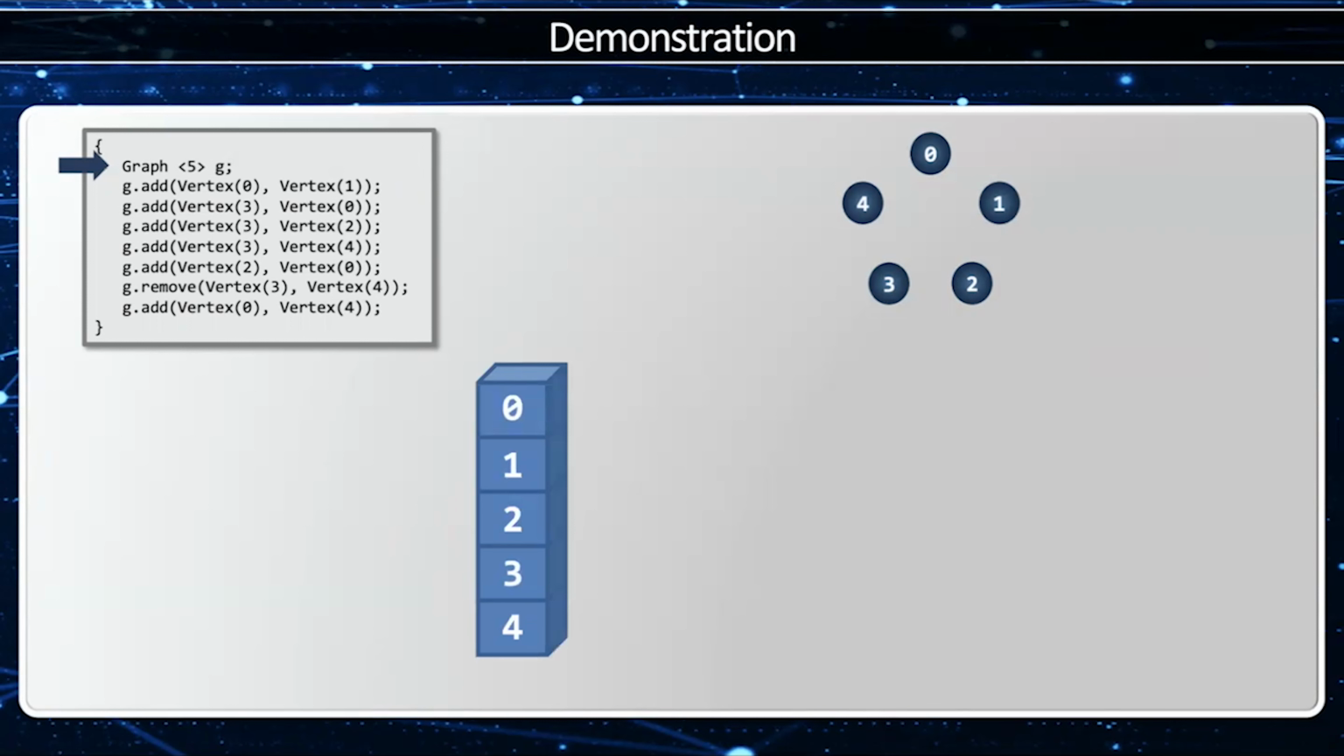To demonstrate how this works, we're going to have a graph of 5 vertices, and they'll be by default vertex 0, 1, 2, 3, and 4. The implementation is going to be an array of 5 sets. Initially, these sets are empty. The first set corresponds to the source 0, the second corresponds to the source 1, and so on.